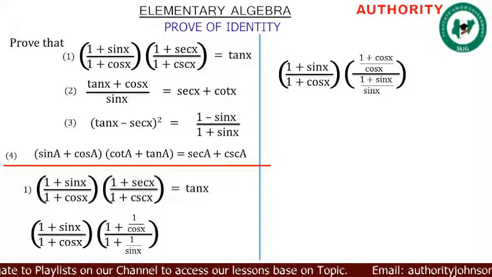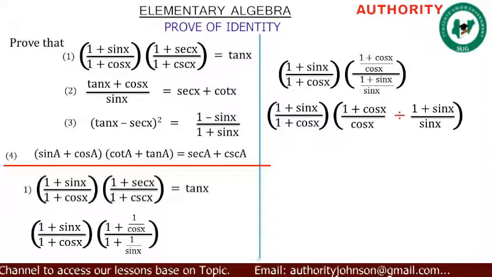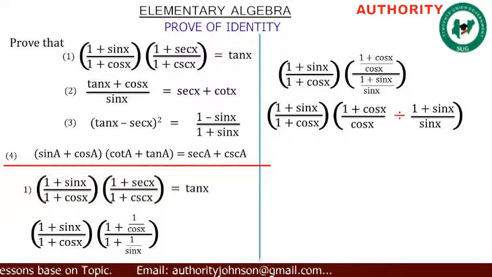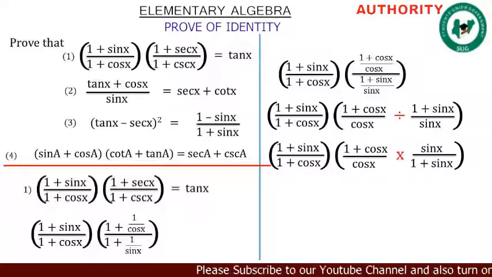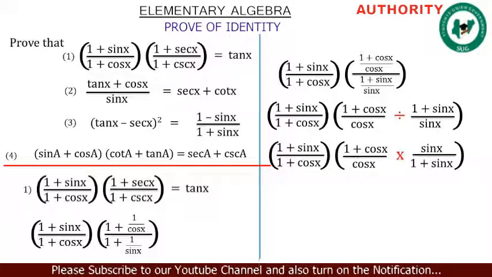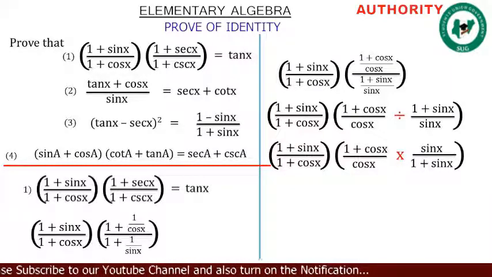Now this second bracket is complex, so let's reduce it. We can write it as (1 + cos x)/cos x divided by (1 + sin x)/sin x. When we want to perform division, we change the division sign to multiplication and then perform inversion: the numerator comes down to the denominator, and the denominator goes up to the numerator. So we have (1 + sin x)/(1 + cos x) in bracket, then (1 + cos x)/cos x, and instead of divide we say times, so there is inversion: sin x/(1 + sin x).